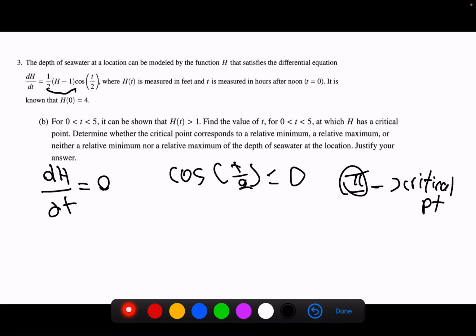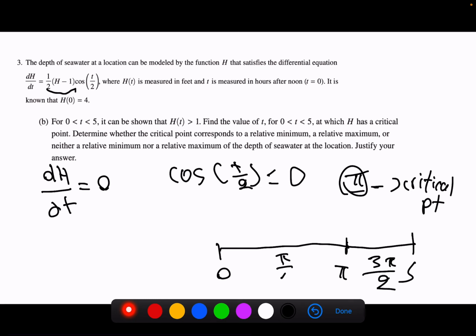Now we want to know if that is a relative minimum, a relative maximum, or neither. The way I would do that is by looking at the first derivative. We can set up a number line going from 0 to 5, and pi is going to be somewhere a little over here. We want to see whether the derivative is positive or negative on each side, so I can pick test points. A test point here would maybe be 3 pi over 2, and over here, let's say pi over 4.